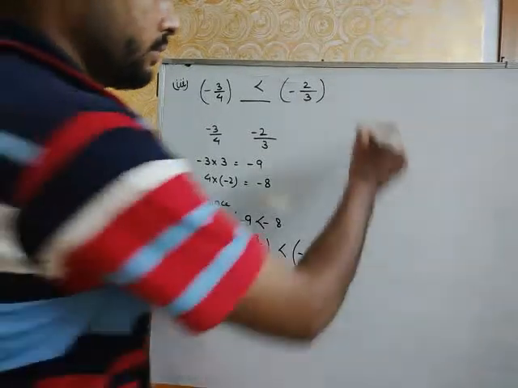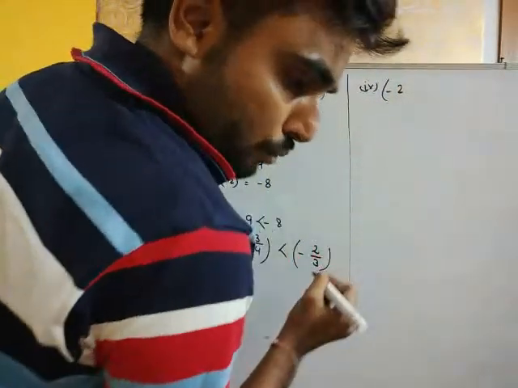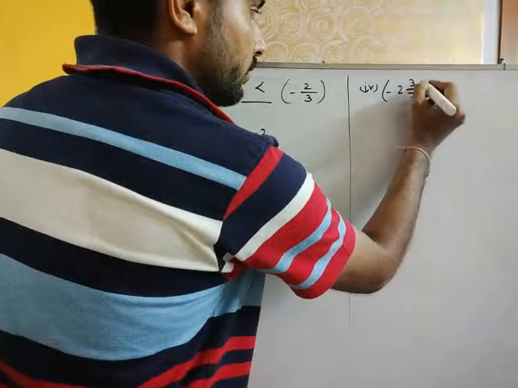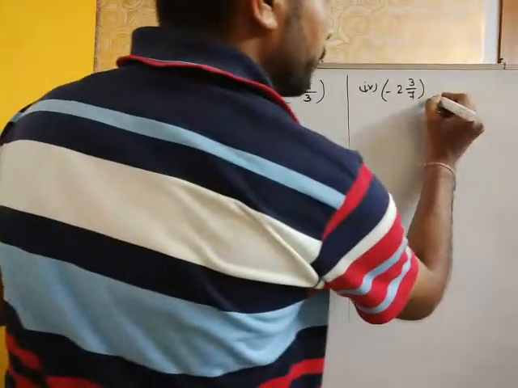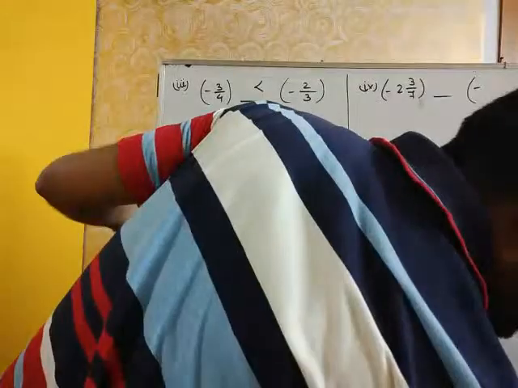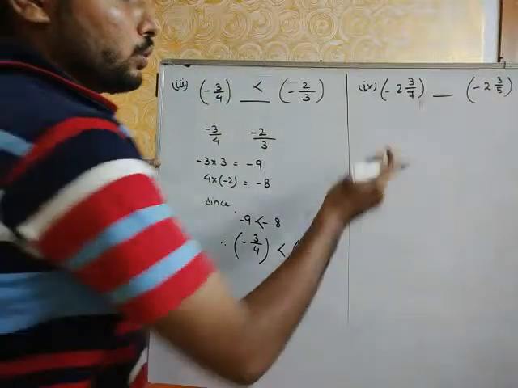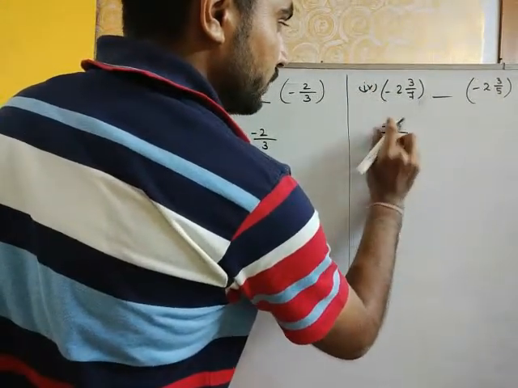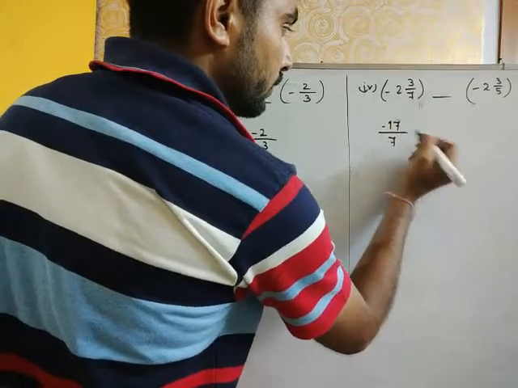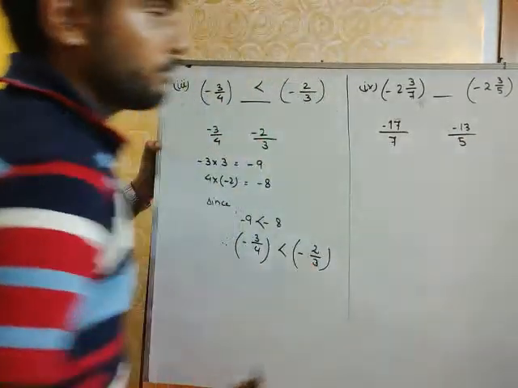Any doubt? Let's see number 4 then. Minus of 2 3 by 7 and minus 2 3 by 5. 7 into 2 is 14, 14 and 3 is 17, so minus 17 by 7. And here 10 and 3 is 13, so minus 13 by 5.